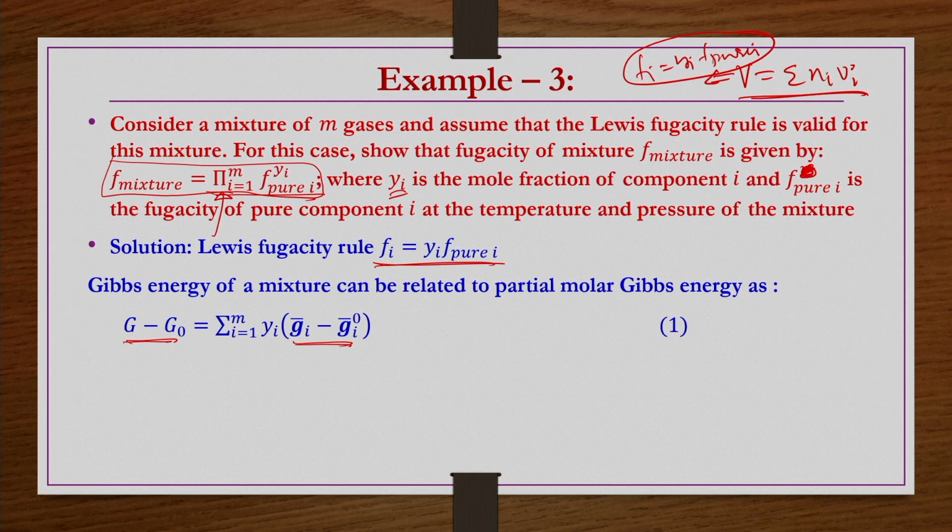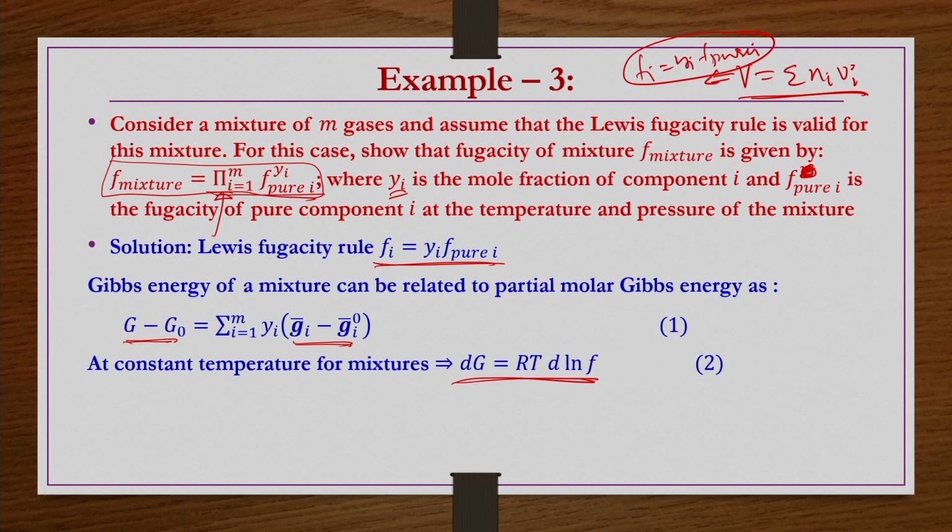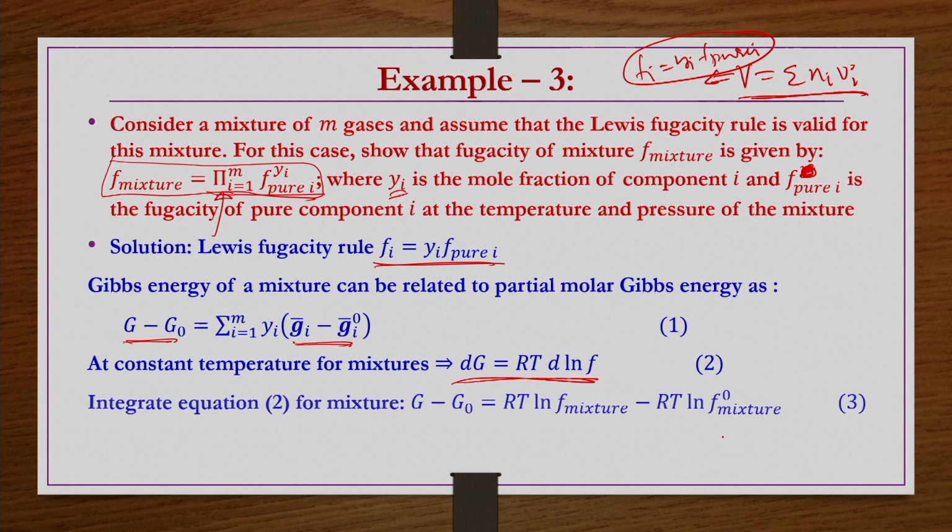Substitute them here, simplify, then you will get the relation. And it is quite straightforward and simple, because we know dG is nothing but RT d ln f. If you apply this expression for a mixture, then we will have G minus G naught is nothing but dG, and then RT ln f mixture minus RT ln f mixture naught. This naught is a reference state.